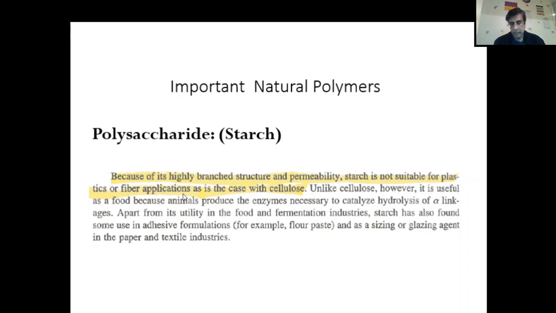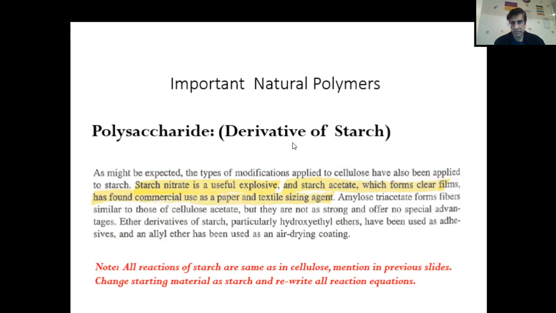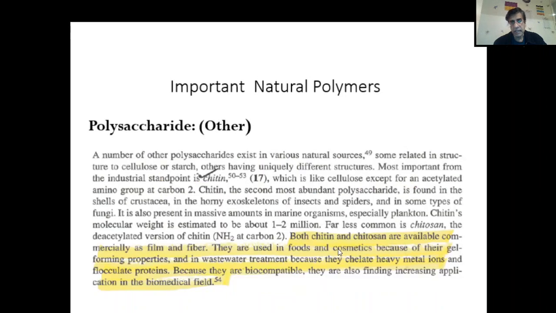Now if you look at this one, I wrote it here, just read all this information. All the reactions of starch are the same as in cellulose mentioned in the previous slide. Change the starting material to starch and rewrite all the reactions. All those reactions which we have discussed for cellulose will be the same here for starch. So one time you have to write the actual formula, and then you can write STAR-OH and then show the reaction.